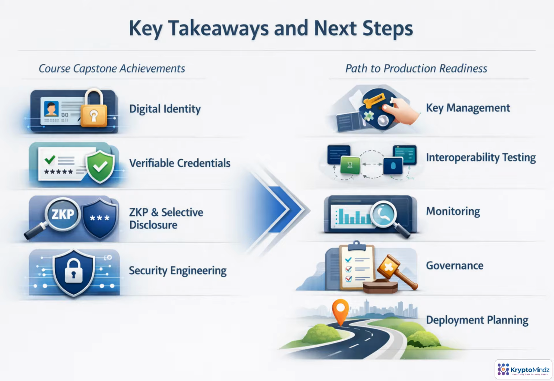You now have the full pattern. Define a narrow use case, issue credentials, disclose only what is needed, verify proofs rigorously, and protect access decisions. From here, the focus shifts to production readiness: stronger keys, interoperability testing, monitoring, governance, privacy review, and a deployment plan grounded in real users and real risks.